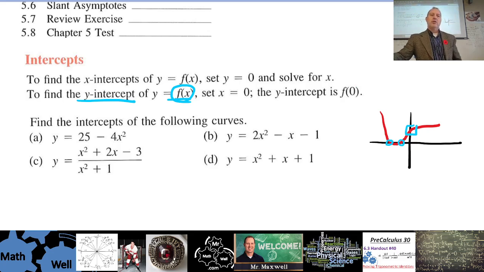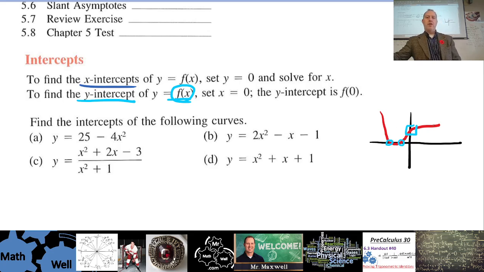Now, x-intercepts, depending on the degree of the function, you could have none, 1, 2, 3, 4. I believe you could have as many intercepts as the degree of the function, right? So if you have a cubic function, you could have up to 3 intercepts. And we'll find out a little bit more about that too.